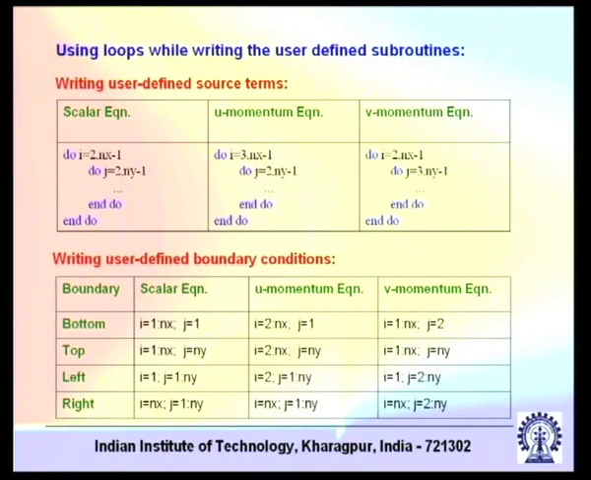Now you may use loops while writing the user defined subroutines. So this is an example where you are writing loops using Fortran as a structure. Now there are certain user defined functions which are neither Fortran nor C, they have their own structures. So this is just a generic example. Do not think that this is the user defined function syntax for all.